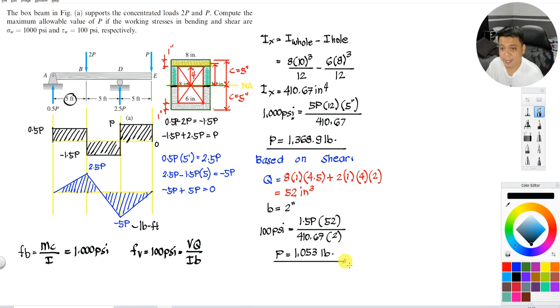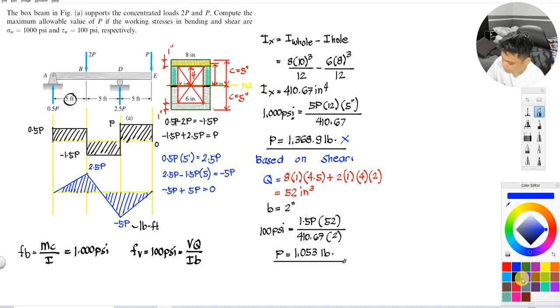So, mamimili tayo. Okay? Dapat yung pipiliin mong P, pasado or mas mababa sa dalawang values. Okay? For example, pipiliin ko tong 1368.9. Pasado siya sa bending kasi equal lang siya doon. Pero sa shear ba papasa siya? Hindi. Kasi mas malaki yung load na 1368 kumpara dito. Maximum lang ng shear is 1053 eh. So, this is not the correct answer.